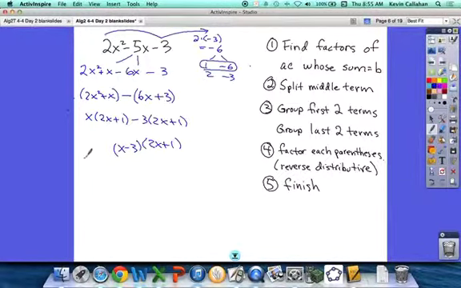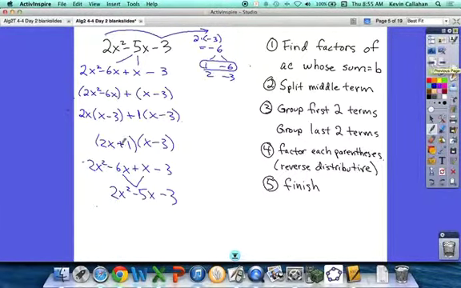Which is the same thing that we got when we did it the other way. We just had these reversed. But again, by the commutative property, it doesn't matter. And I'll just say that, let's see, 2x squared minus 5x minus 3.